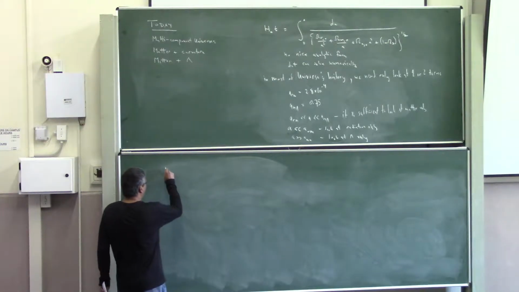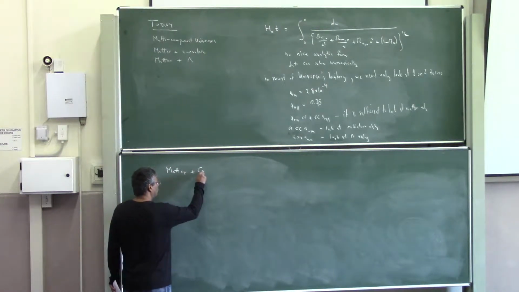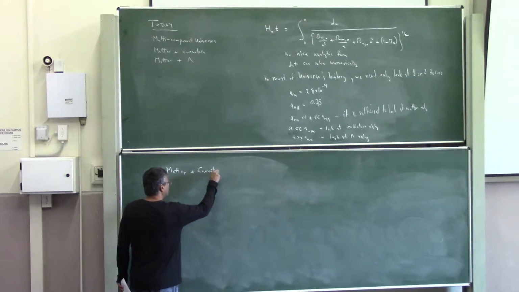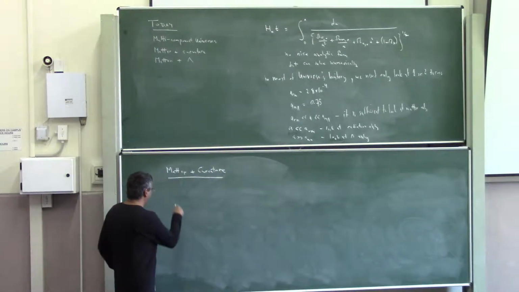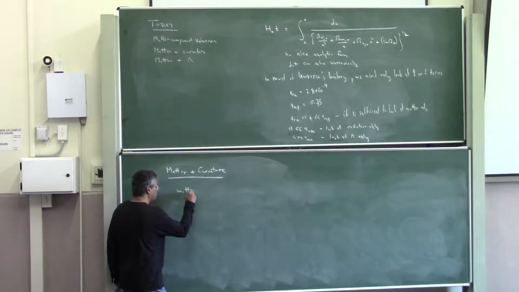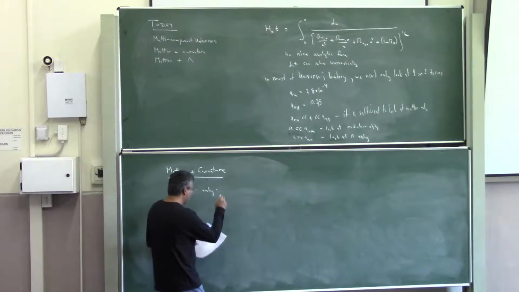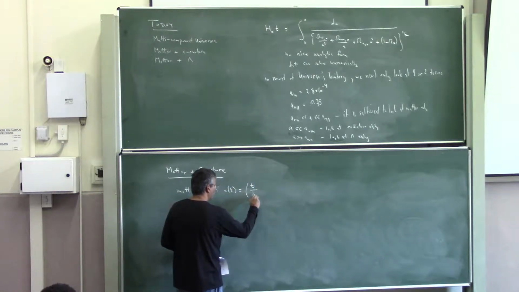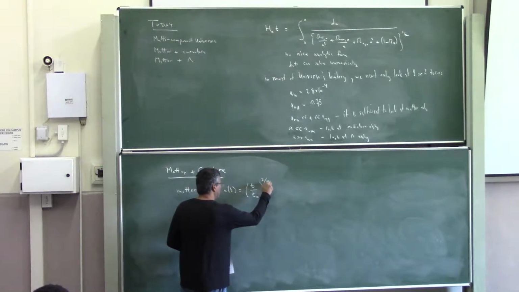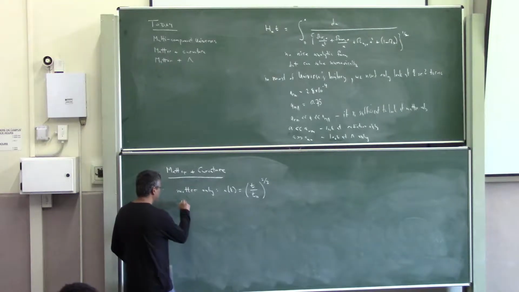So let's look at our first multi-component universe. Look at matter plus curvature. So if it's matter only, we saw that a of t was t over t0 to the 2/3 power. The universe expands forever.